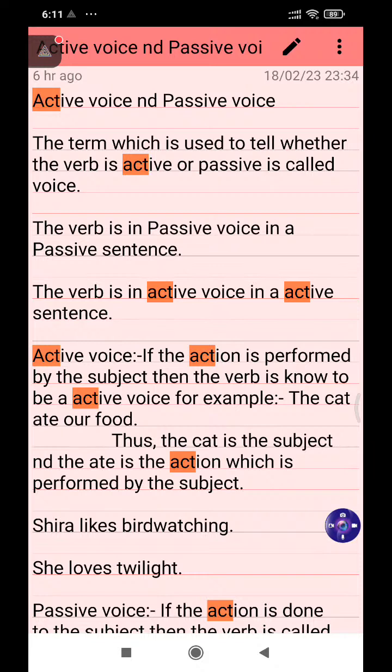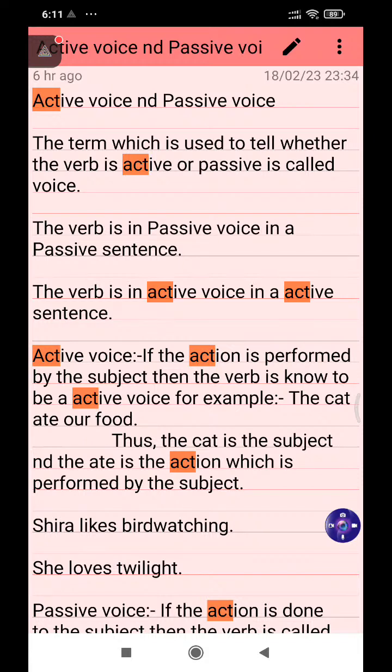Very good morning, students. Today I'm going to discuss active voice and passive voice. As I have discussed with you in my previous videos, what the active voice and passive voice are, what the correct definition of both of them is, and how they both work and make a meaningful change. Here we have some definitions of the active voice and passive voice.